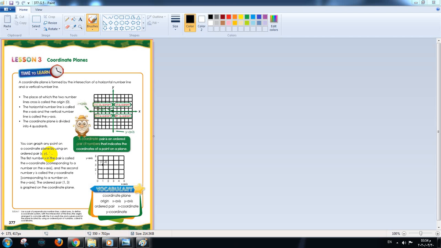Let's complete. The first number, x, in the pair is called the x-coordinate, corresponding to the number on the x-axis, and the second number is called the y-coordinate, corresponding to a number on the y-axis. So for the ordered pair on page 377, 1 and 3, 1 is from the x-axis and 3 is from the y-axis. The point will be here on the grid or coordinate plane.